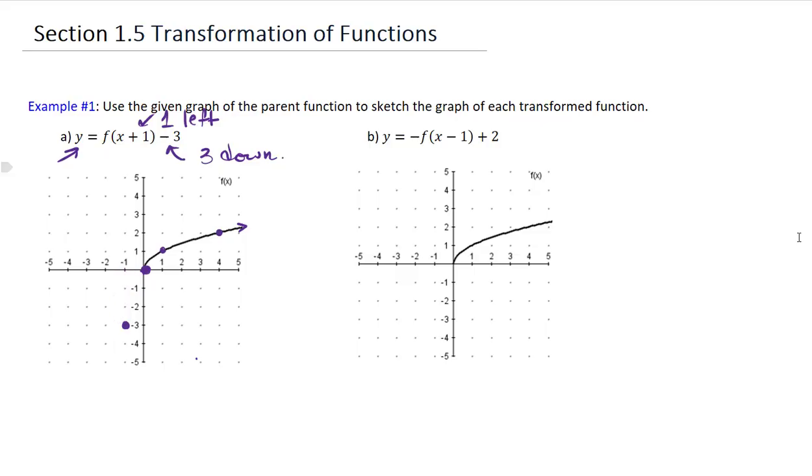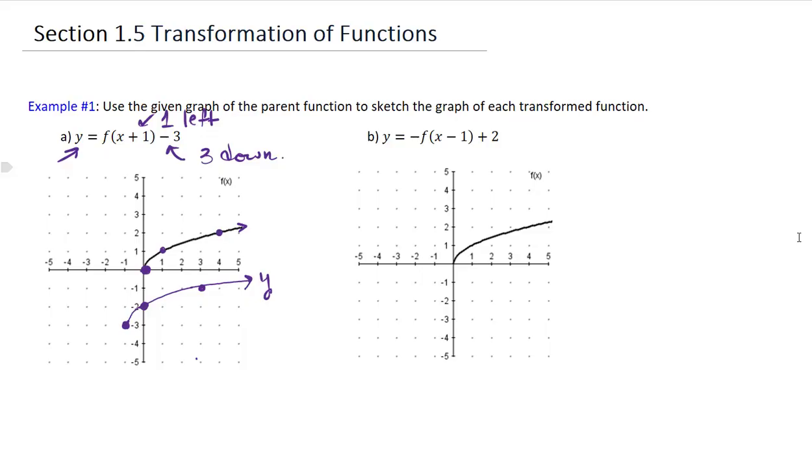And now the second point, 1 unit to the left, 3 units down. There's our second. And finally, I'm going to use the point (4, 2), 1 unit to the left, 3 units down. And now with those 3 points, we're going to sketch the same curve as the graph of the parent function f of x. And now let's label that as the equation y.